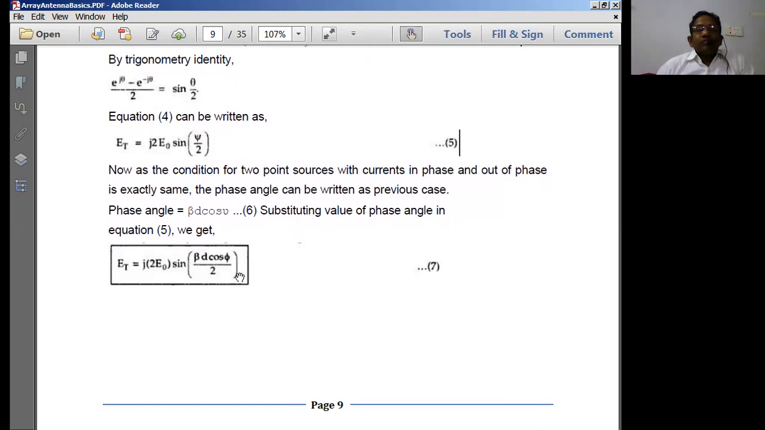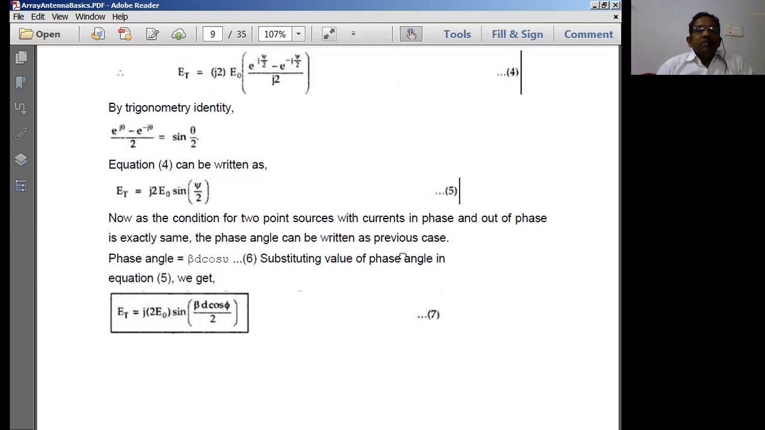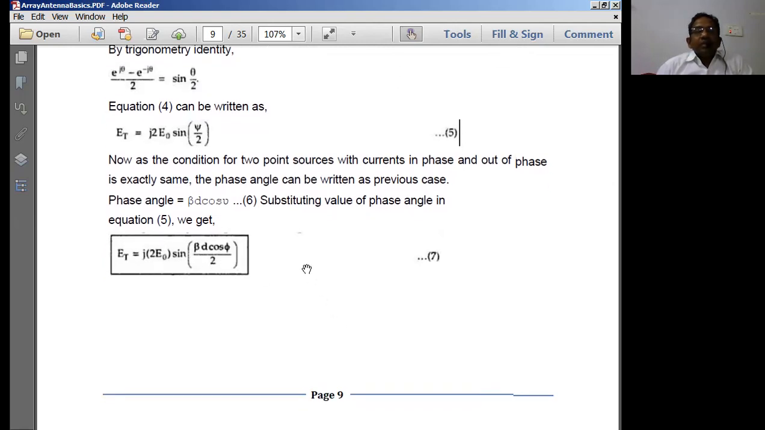All right. What is the phase angle now? What is the total phase angle? It is beta d cos phi. Okay, so I'll simply substitute this as the same equation as we have got in the previous case, as the condition for 2 points with currents in phase and out of phase is same. So here we have just simply considered this as the previous case, xi is nothing but equal to beta d cos phi. So please remember this equation for xi because it is more useful in doing problems.